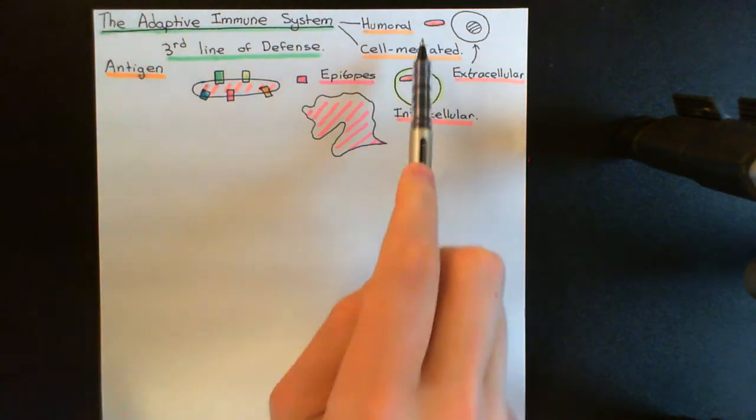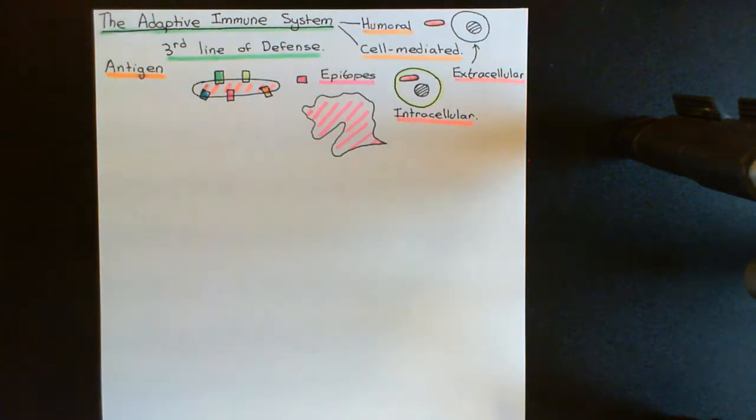Okay, so I hope that that's clear, and we will continuously be splitting our discussion into the cell-mediated and humoral adaptive immune responses. Okay, so that's the beginning discussion now complete. Let's actually begin discussing the adaptive immune responses.